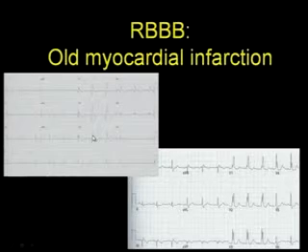Old myocardial infarction, again, is not much of a problem with right bundle branch block. This is an example of Q waves with right bundle branch block, old anterior wall myocardial infarction with right bundle branch block. And here you have Q waves in 3 and AVF with right bundle branch block. So old inferior wall myocardial infarction with right bundle branch block.